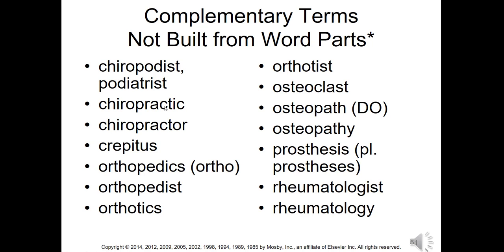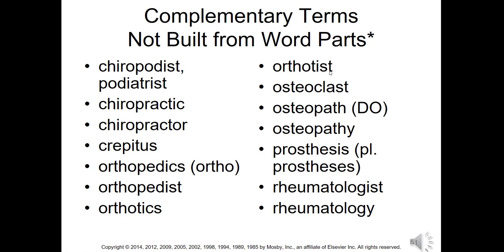Chiropractic is a system of treatment that consists of manipulation of the vertebral column. Crepitus is a crackling sensation that you hear when two bones rub against each other. Orthopedics, or ortho for short, is the branch of medicine dealing with the study and treatment of diseases and abnormalities of the musculoskeletal system. Orthopedist is a physician who specializes in the study and treatment of diseases and abnormalities of the musculoskeletal system. So you have an orthopedist that studies orthopedics. Orthotics are the process of making and fitting orthopedic appliances, such as arch supports to help somebody stand up better or to align their back.